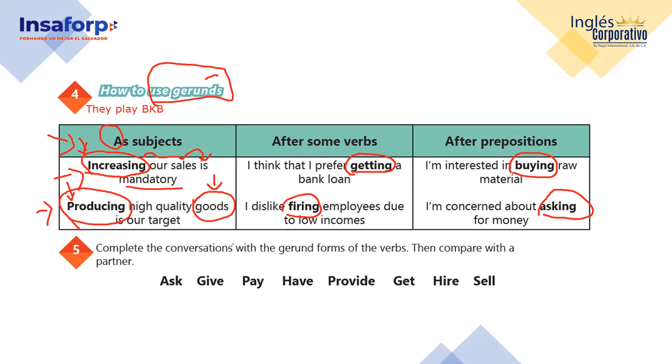Entonces, ¿se fijan? ¿A dónde utilizamos ese gerund? Ah, pero resultó que en la otra oración, mire para dónde se fue. No quiso ser sujeto. ¿Se fue? Después de otro verbo, dice. After some verbs, I think. ¿Quién es el sujeto en esta oración? I think. I, exacto. I think that I prefer. Y después de un verbo viene otro verbo. I think that I prefer getting a bank loan.